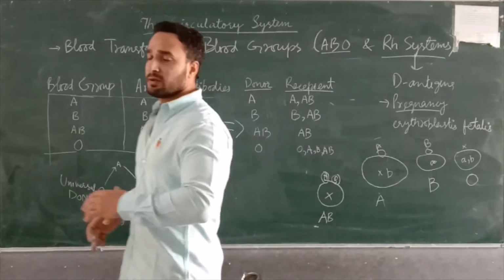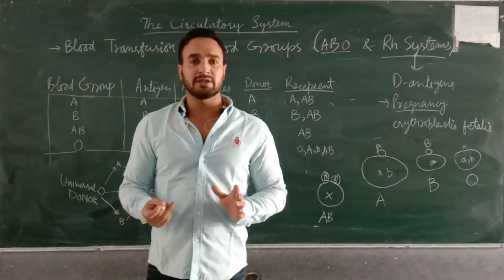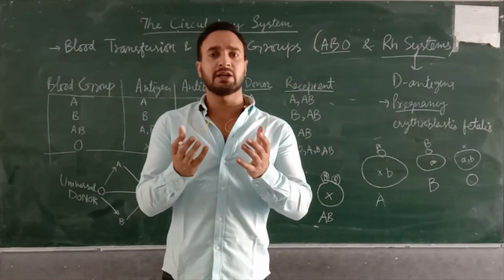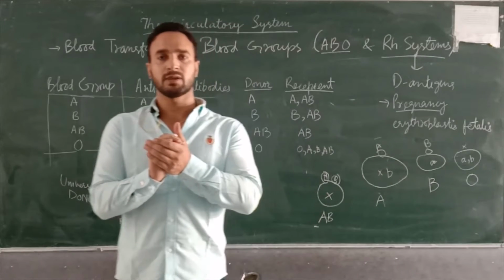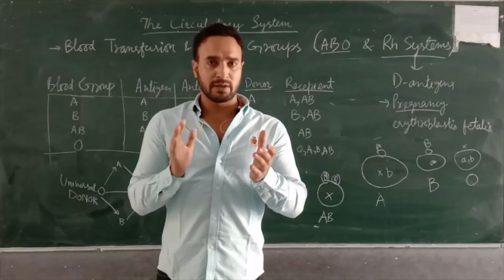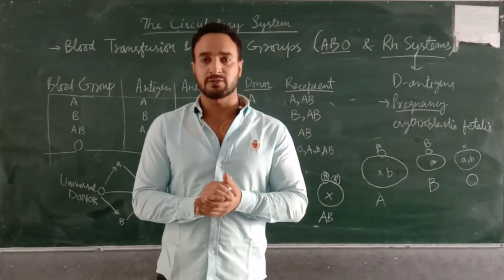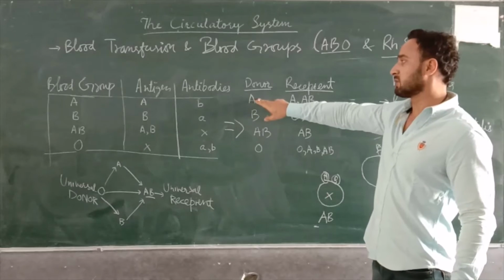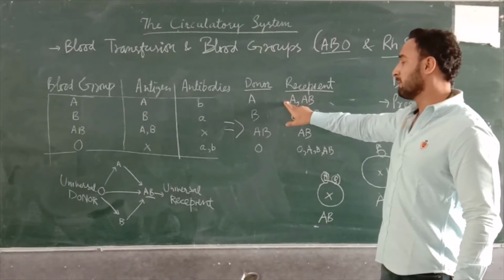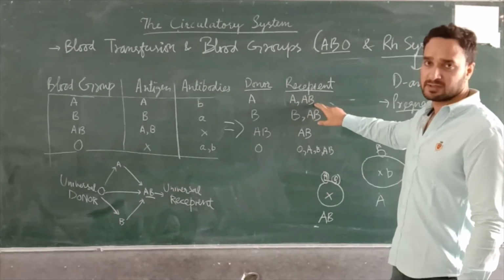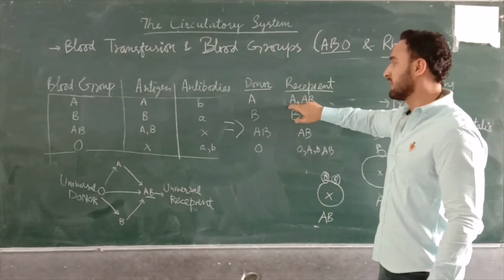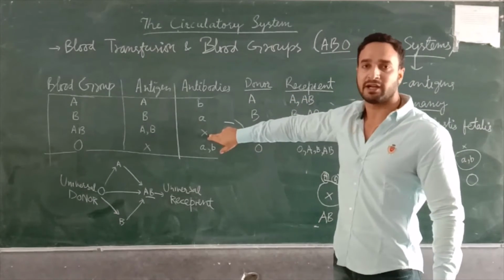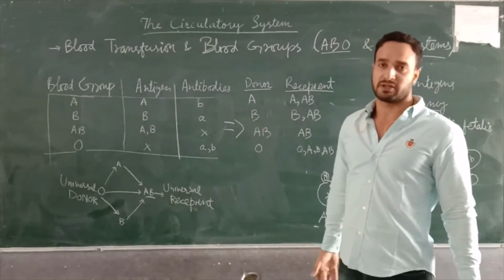What happens between the antigen and the antibodies? When they are of the same kind, they will interact with each other and result in clot formation. That's why this A blood group can only be given to an A person or an AB person. Why? Because A has the same kind of antigen and antibody match. And why AB? Because AB does not have any antibodies, so it will not form any reaction.